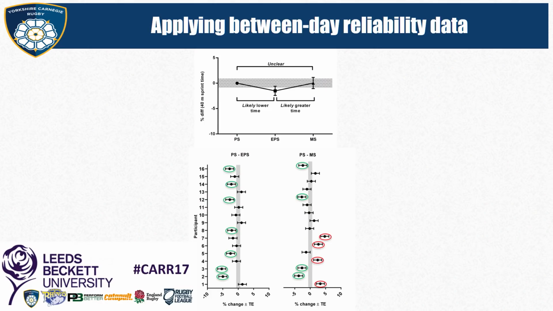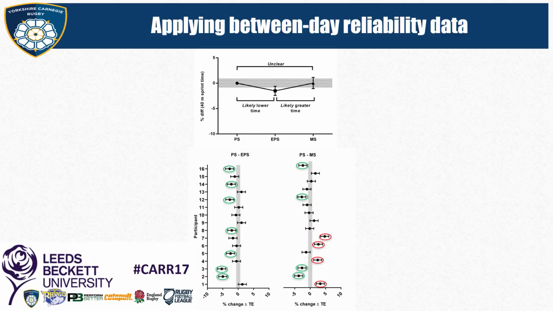And then similar to Greg's presentation earlier, this is the 40-metre sprint time explained earlier. And essentially, if we look here, where they've improved their sprint time across pre-season, everyone circled in green has improved greater than the smallest worthwhile change and the error. And then some people haven't. Some people are still crossing that threshold of smallest worthwhile change. So they haven't got worse because they haven't gone the opposite way. But they've stayed similar, and we're not sure if they've actually improved.